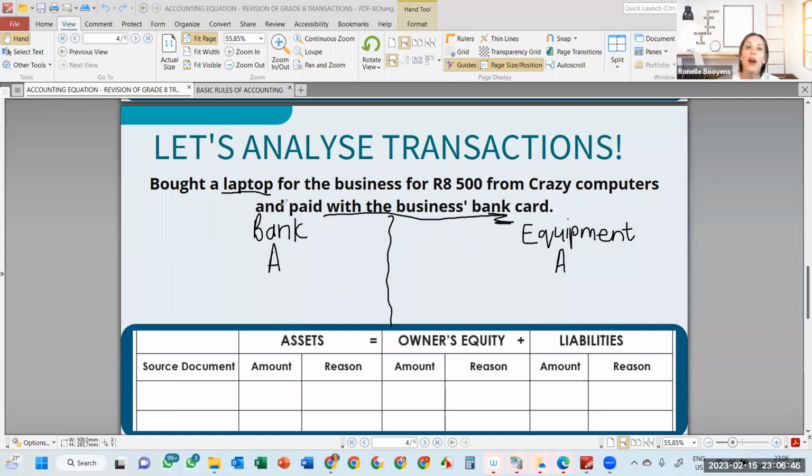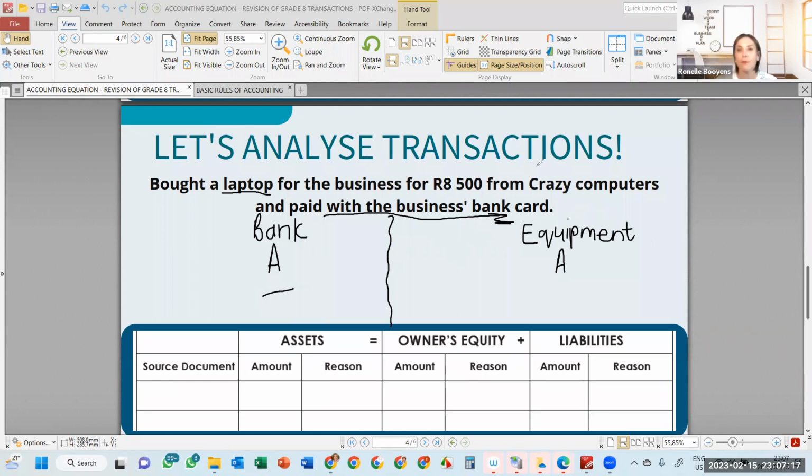Correct. Help me. What happened with the bank asset in our business, the money in the business's bank account, when we bought a laptop for 8,500 Rand and paid Crazy Computers? Yes, there's now less money in our business's bank account because we swiped the bank card and poof, there goes 8,500 Rand to Crazy Computers. So definitely the money in the business's bank account decreased.